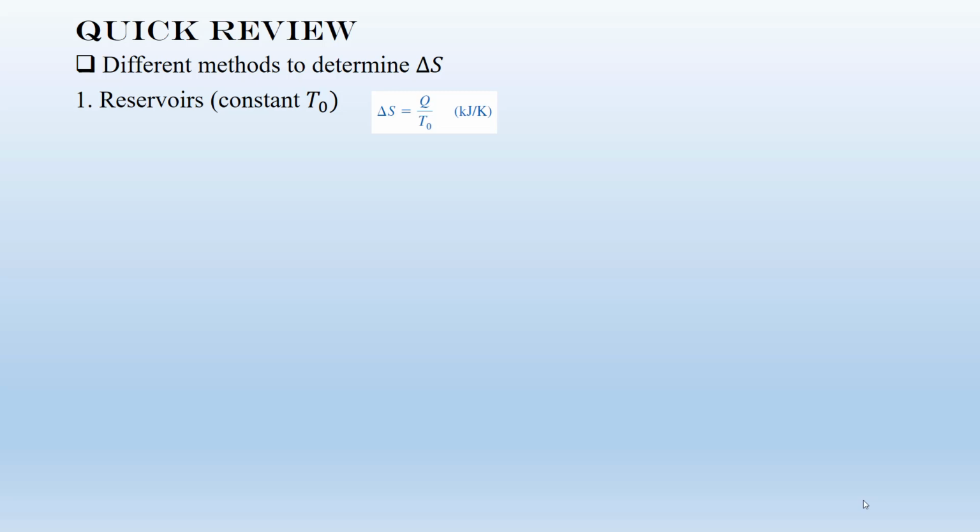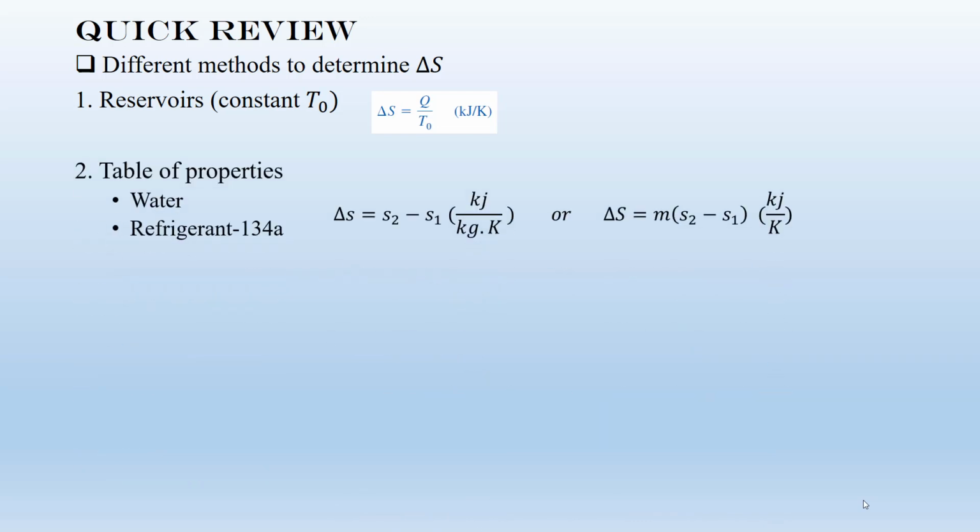However, the S generation, which is actually the total delta S, is always positive. So the delta S can be negative, positive, or equal to zero.